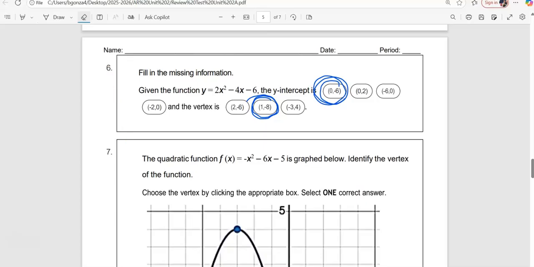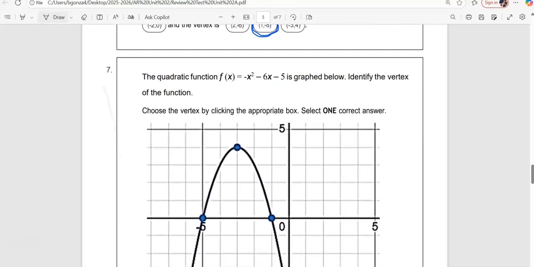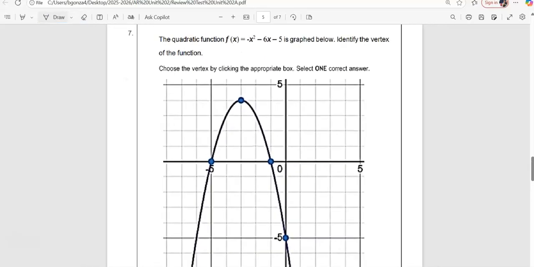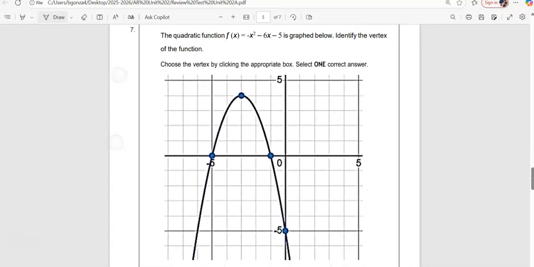The quadratic function is graphed. Identify the vertex of the function. Okay, well, where does it change direction? Right there. So all I had to do was select it, just click it. That's it right there. Cool. Right there. I don't know how else to highlight it for you.